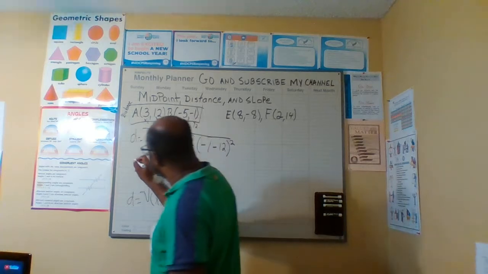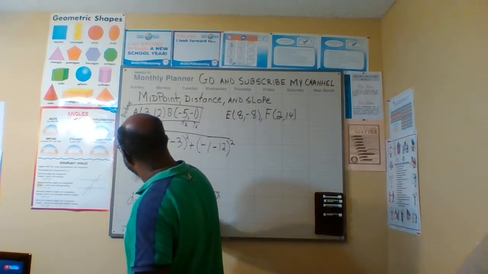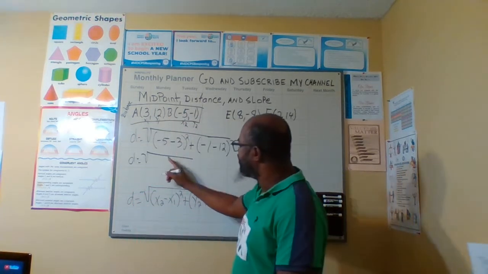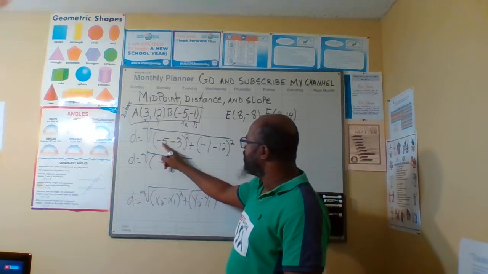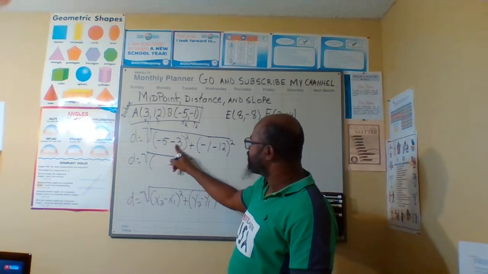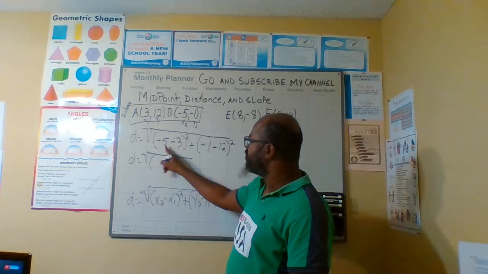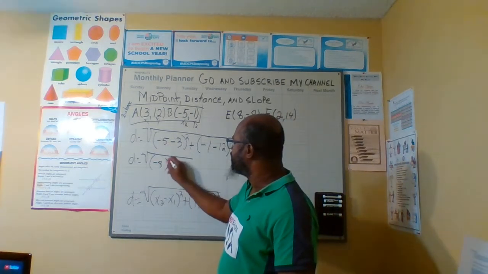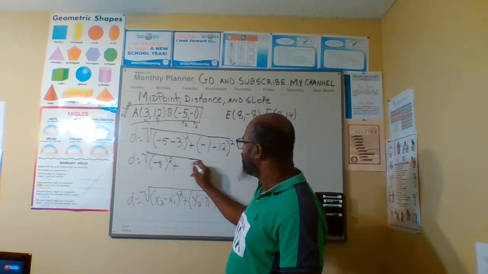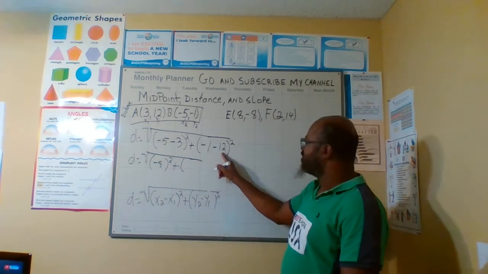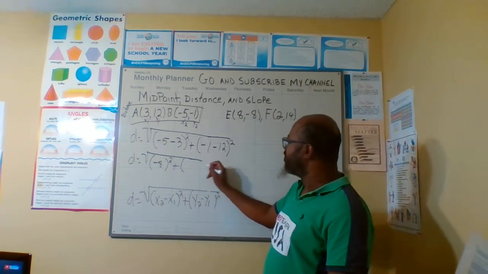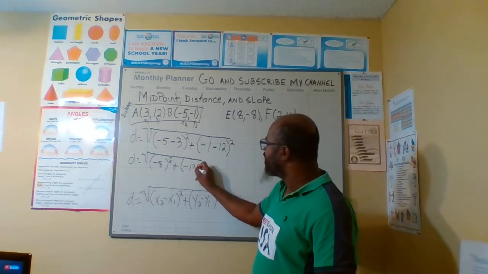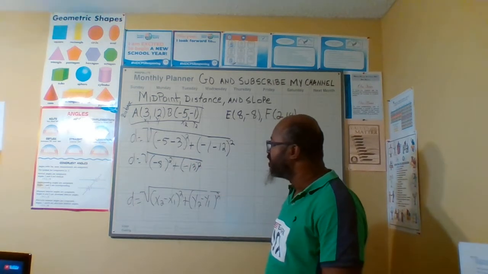Then you're going to use order of operations. We're going to work inside the parentheses first. So negative 5 minus 3. Since the signs are the same, you add those two numbers and keep the sign. That gives you negative 8. And you do the same thing: the signs are the same, you add them and keep the sign. That will be negative 13. Then you square it.